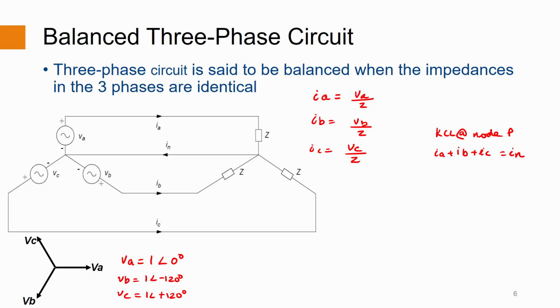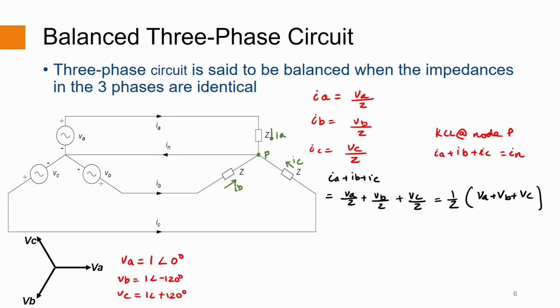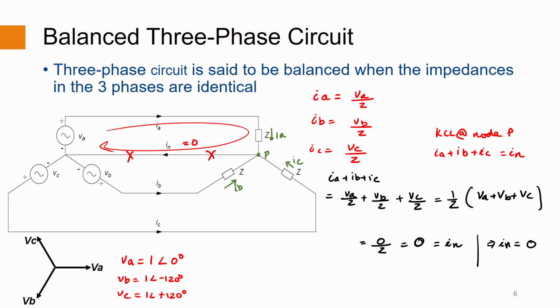Applying KCL at the common node P, IA plus IB plus IC is equal to IN, or we can write it as VA by Z plus VB by Z plus VC by Z, which is 1 by Z times (VA plus VB plus VC). Now, VA plus VB plus VC is equal to 0 as they are a balanced three-phase voltage source. We get IA plus IB plus IC is equal to 0, which is equal to IN. Thus, the current in the neutral line is 0, or there is no need to connect the neutral line in a balanced three-phase circuit. This reduces the number of conductors from 6 to now 3.